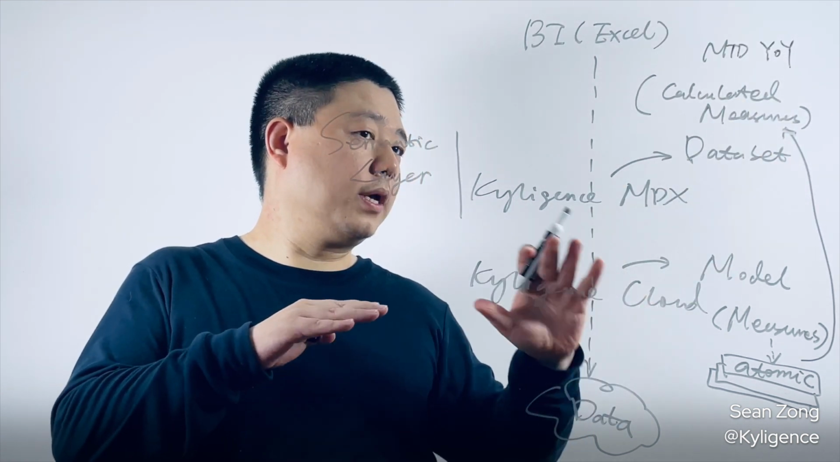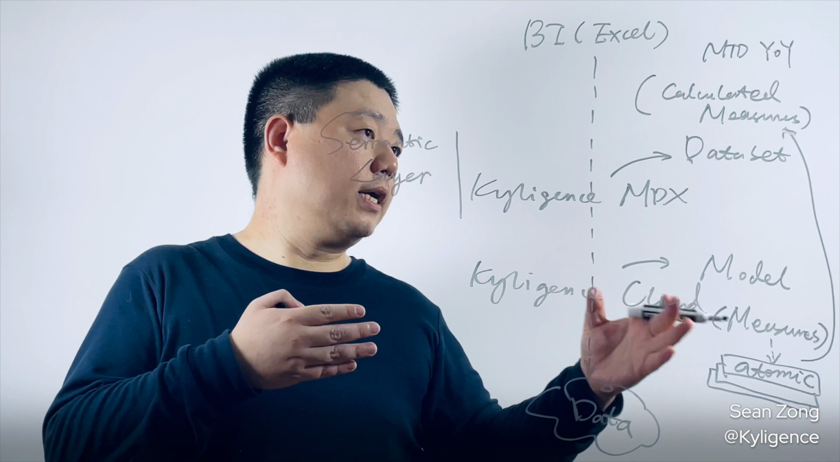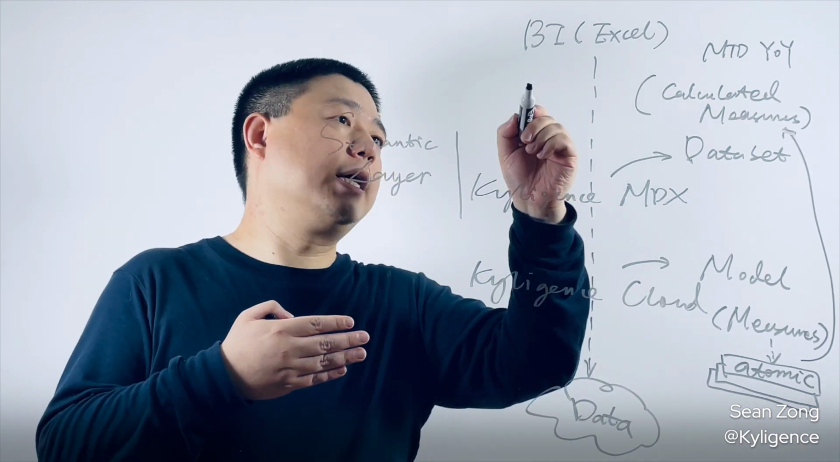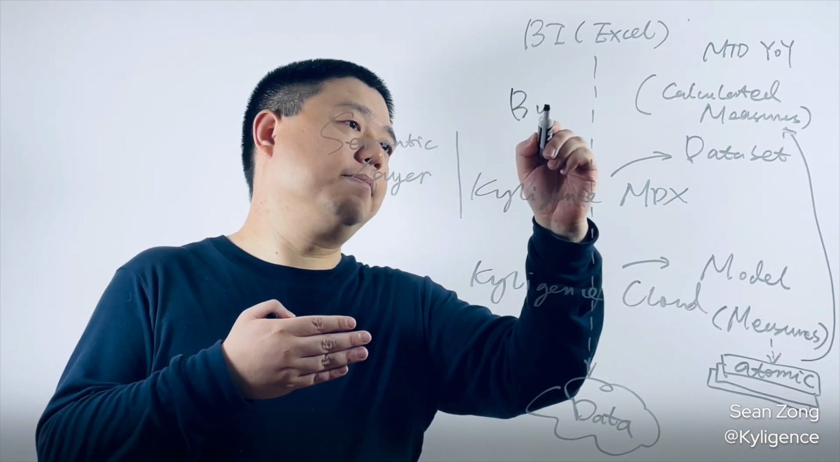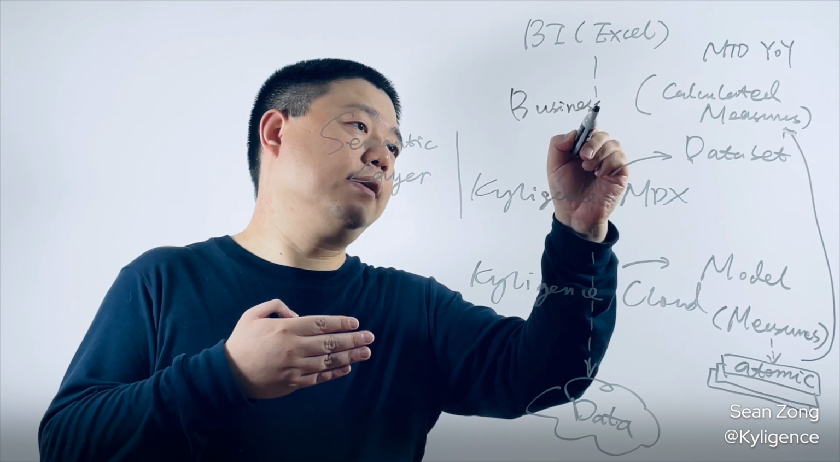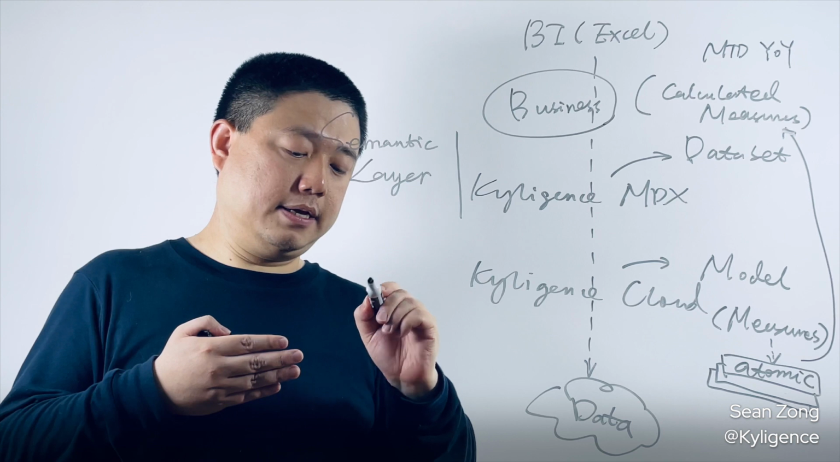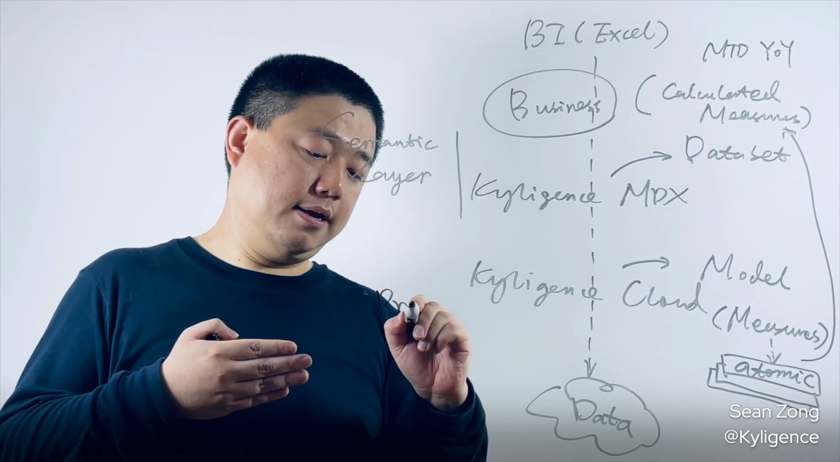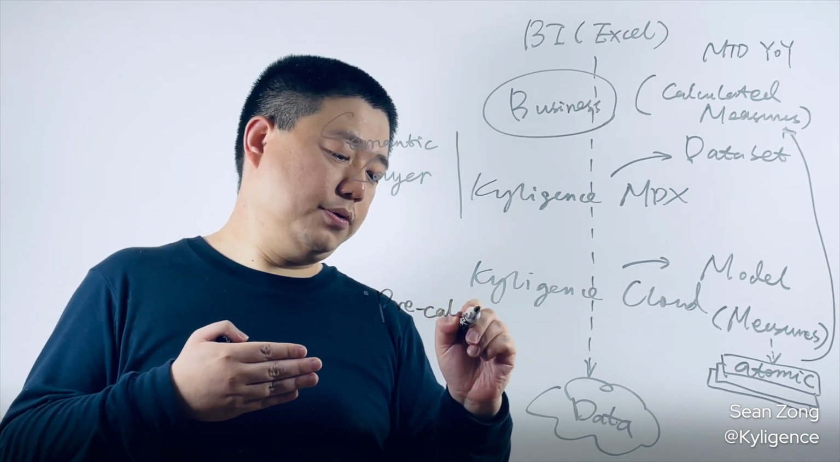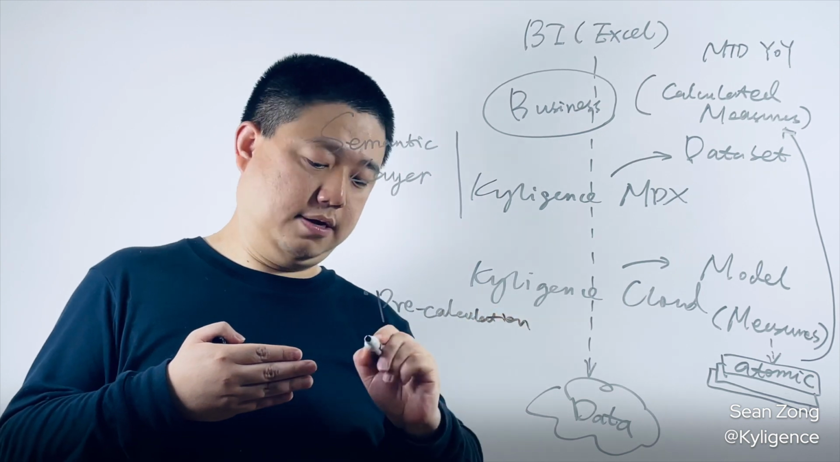Here we can easily find semantics are exposed through the MDX dataset to help users build a business-friendly layer, and they are complementary to each other. Meanwhile, we can continue to rely on the features of Kyligence Cloud, for example, pre-calculation and the AI-augmented engine.